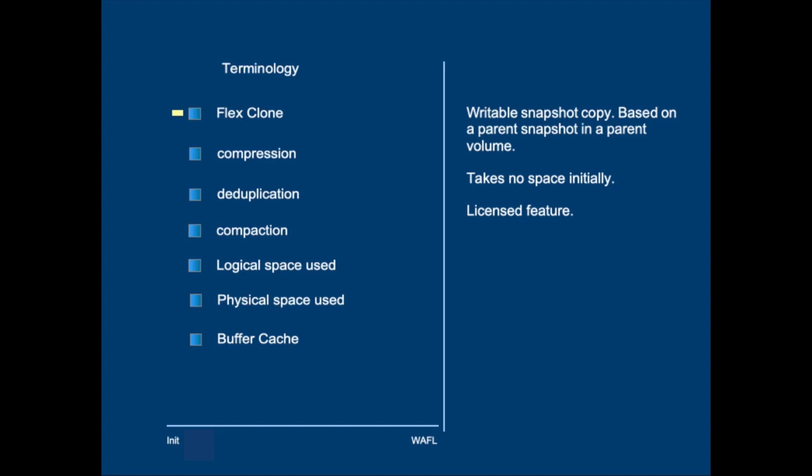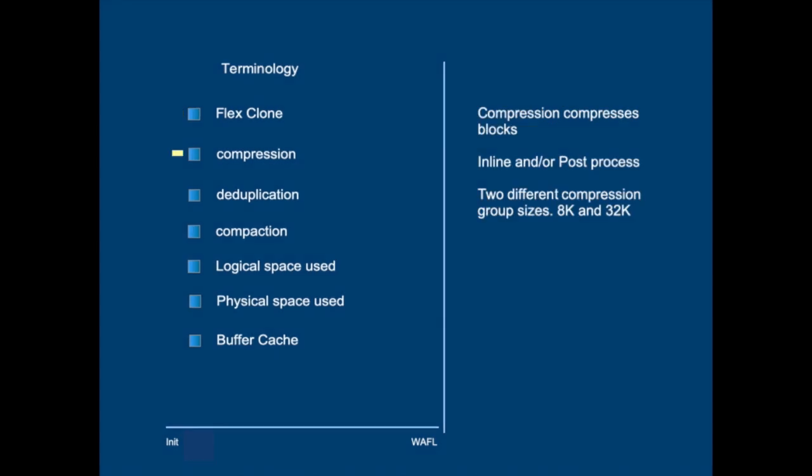The second thing is compression. Compression does what it says it does. It will compress blocks. This compression of blocks can be done in memory, before the blocks get written to disk, which is called inline compression, or it can be done afterwards, when the blocks have already been written to disk. This is called post-process. The main reason for compression would be to save space. This compression is done by compressing compression groups of either 8 kilobytes or 32 kilobytes. Now there's a lot more to be said about this, and we will do that in a second.